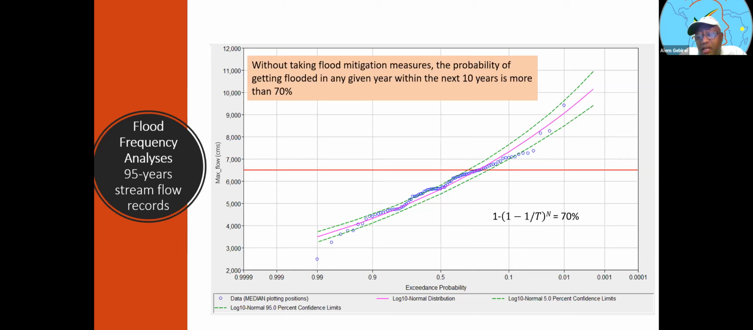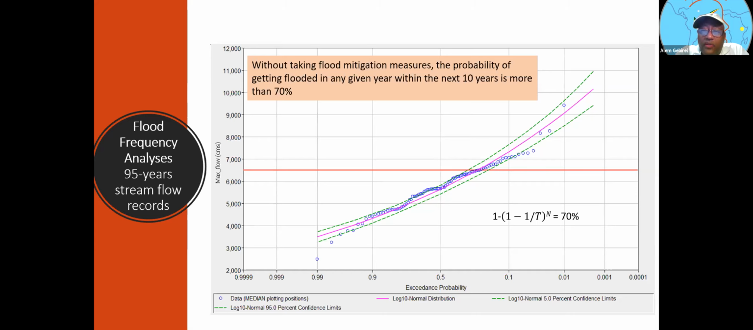The exceedance probability is 0.1, and that's usually referred to in the flood profession as a 10-year event. That means the probability of a flood of that magnitude occurring in any given year is 10%.